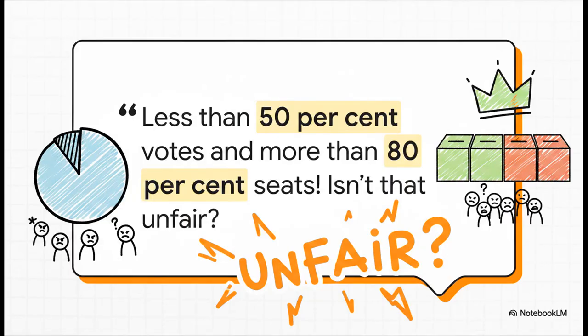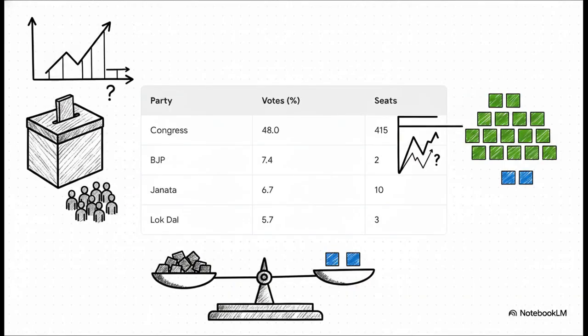But here's the thing. This super simple system, it can lead to some really wild results that make people scratch their heads. This was an actual reaction to the 1984 election in India. How on earth does a party get less than half the country's support but walk away with more than 80% of the power? Okay, check out the numbers from that very election.